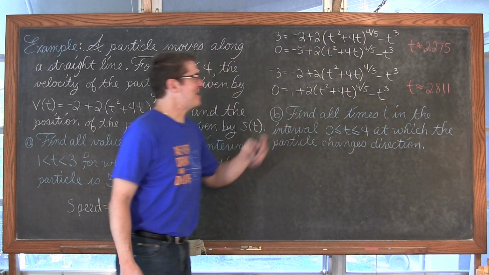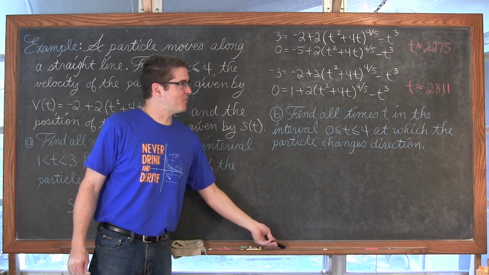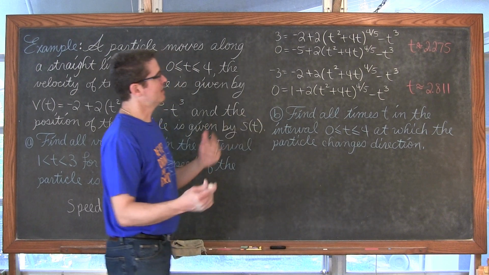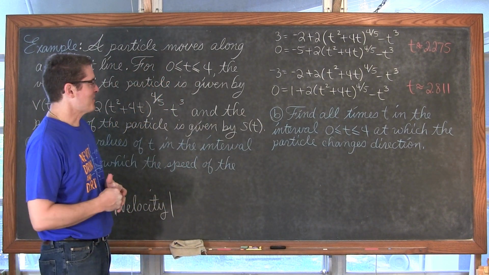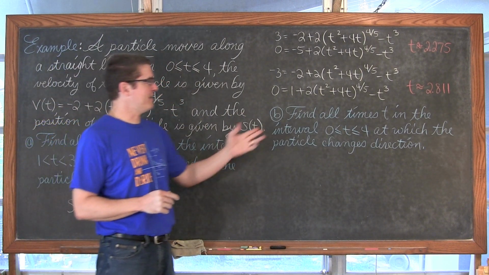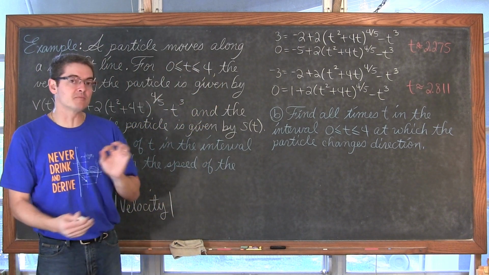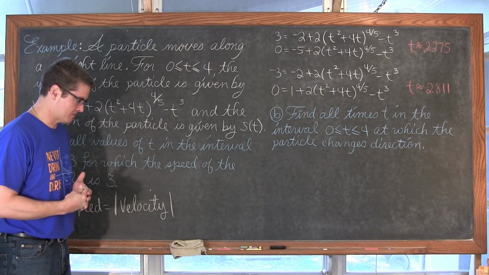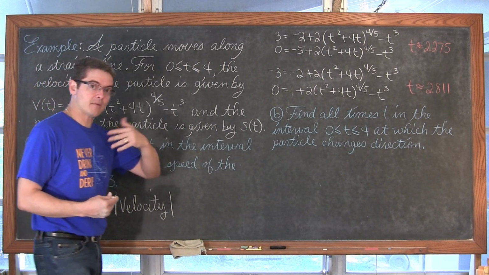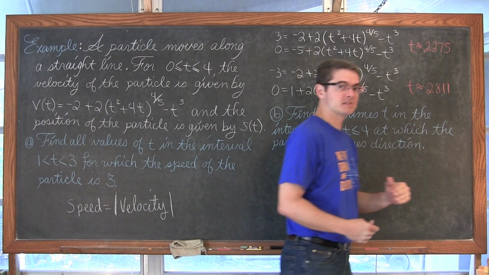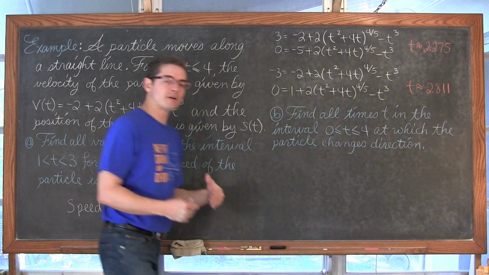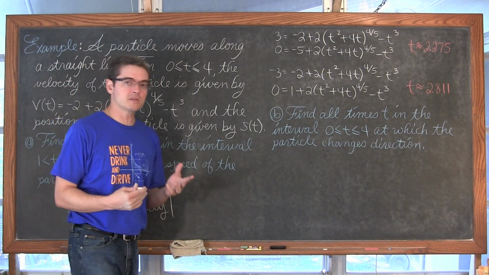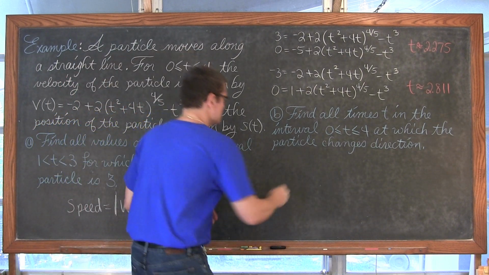Alright, so we have our approximate times of 2.275 and 2.811. Always round these off to the third decimal place, or the thousandths place. Okay, so find all times t in the interval from 0 to 4 at which the particle changes direction. Okay, so I'm going to the right, my velocity is positive, I stop and change direction and go backwards, my velocity becomes negative. So we're going to find where the velocity is equal to 0.